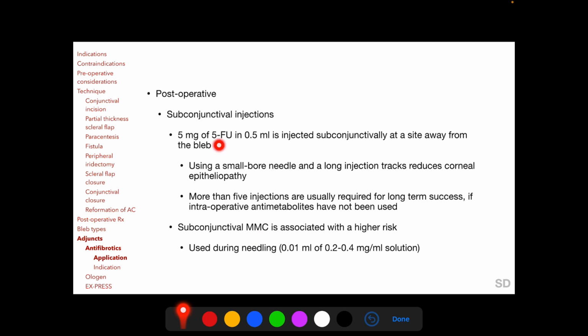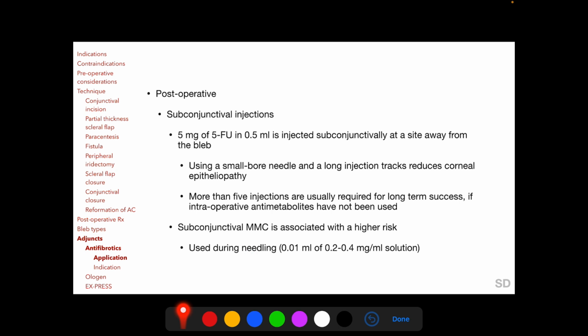And usually 5-fluorouracil is selected for this mode of administration and is injected subconjunctivally at a site away from the bleb. And it has been observed that more than 5 injections of 5-fluorouracil are usually required for long-term success of surgery if intraoperative antimetabolites have not been used. Mitomycin can also be administered subconjunctivally post-operatively but is associated with a higher risk. But this mode of application of mitomycin C has been described along with needling, which we will discuss in the next session.